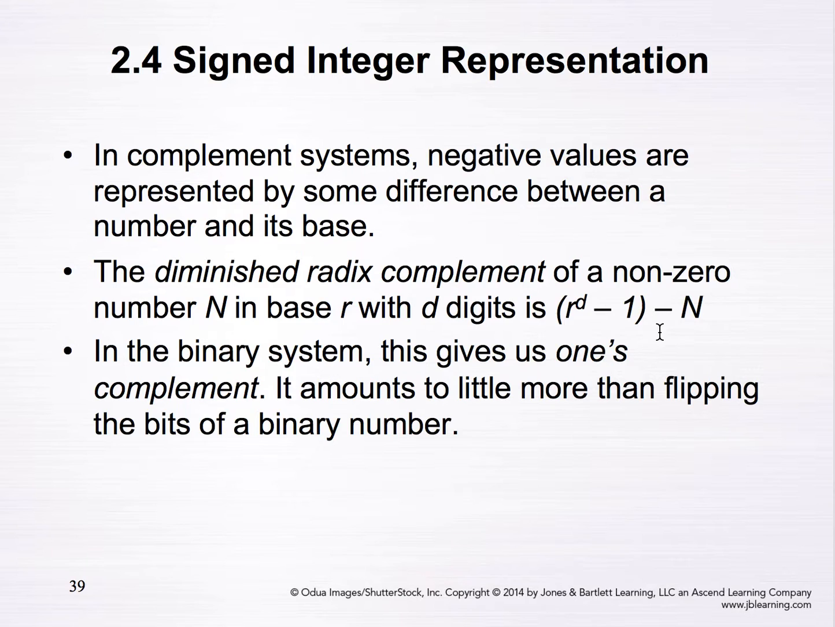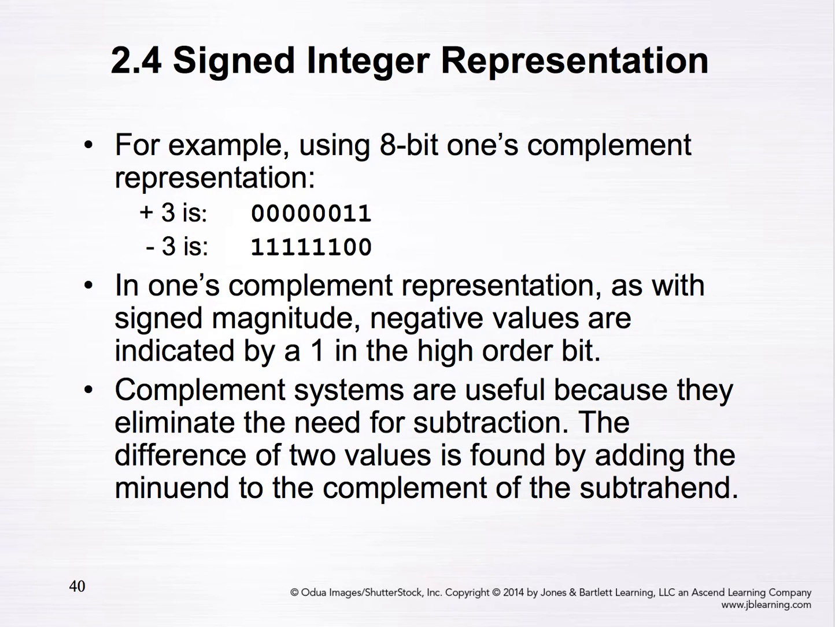Okay, we can see some representations later on. This is much easier than the formula we have right here. In the binary system, this gives us a one's complement, and it amounts to little more than flipping the bits in a binary number. Okay, so that's how the one's complement representation is formed.